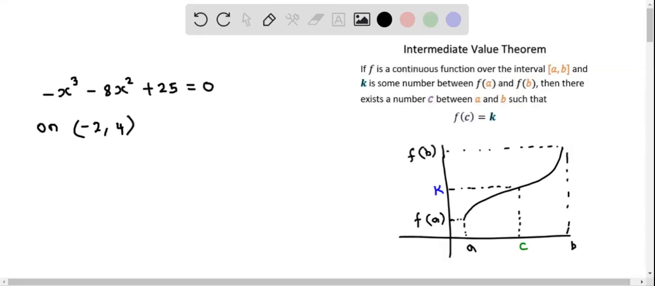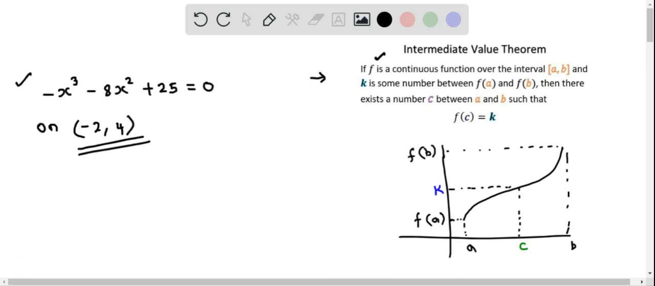We now show that this given equation, that is negative x cube negative 8x squared plus 25 equals 0, has at least one solution in the interval negative 2 comma 4. We are going to do this using the intermediate value theorem. So here I have outlined the intermediate value theorem. Let's have a quick review of this intermediate value theorem.